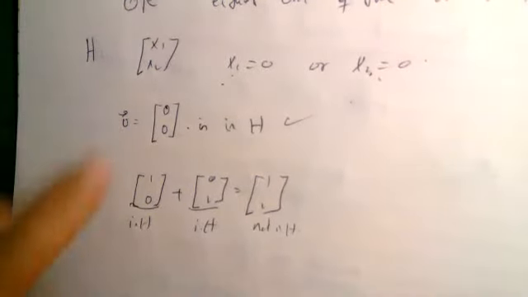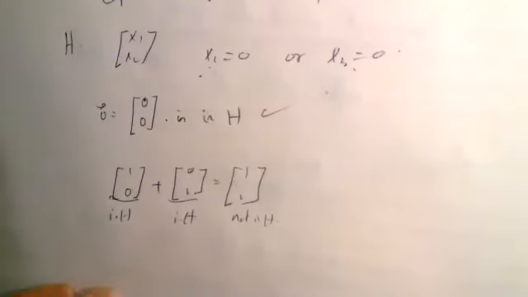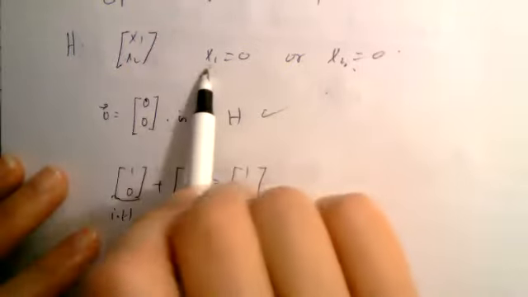Now, how can we visualize H geometrically? I'm asking you the question. What is H? It's not hard. I would like an answer on the chat, or somebody can unmute and answer. What is H geometrically? The axes, x and y. Right, it's the axes: either (x1, 0) or (0, x2).